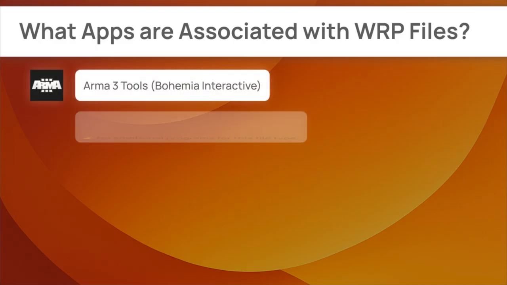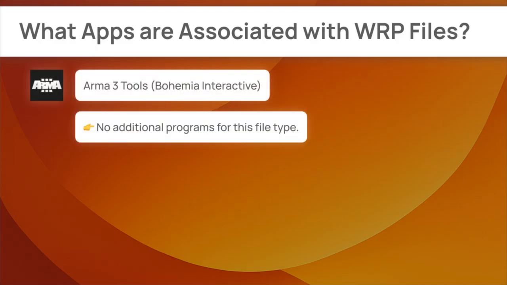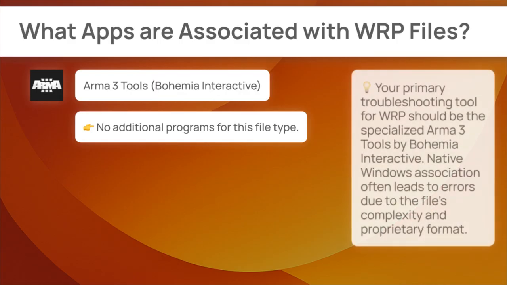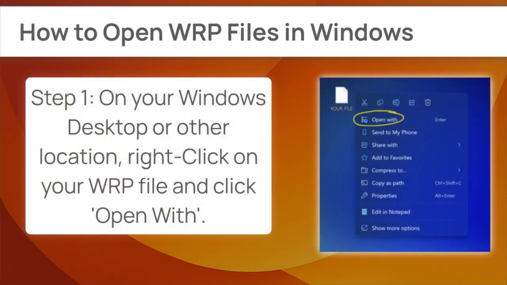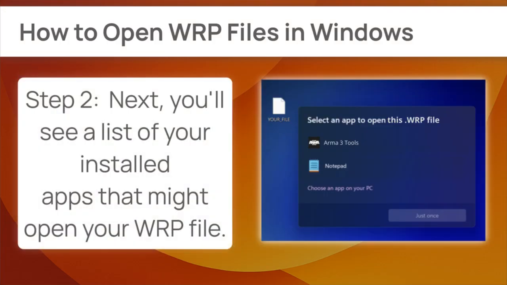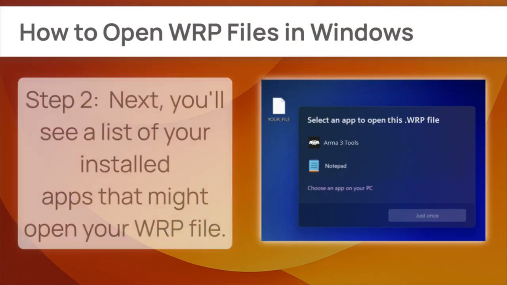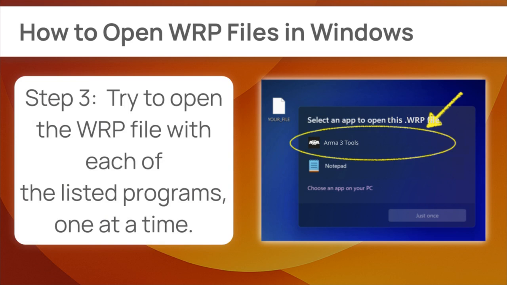The core association for the WRP file points directly to Arma 3 tools developed by Bohemia Interactive. Native Windows association often leads to errors due to the file's complexity and proprietary format. Windows doesn't interpret game structure or logic, so specialized software is needed to read the files. We are performing the initial application diagnostic. Right-click your WRP file and choose Open With. Test with Arma 3 tools first. If it's missing, select another program. The solution is often a simple compatibility swap.